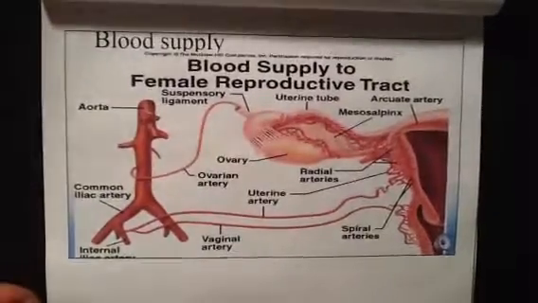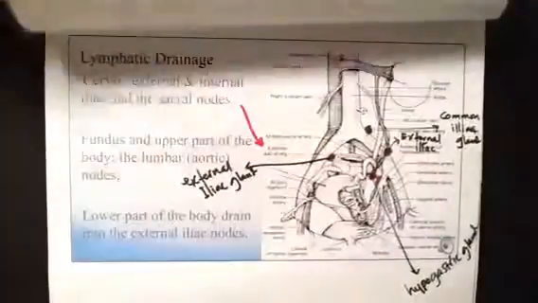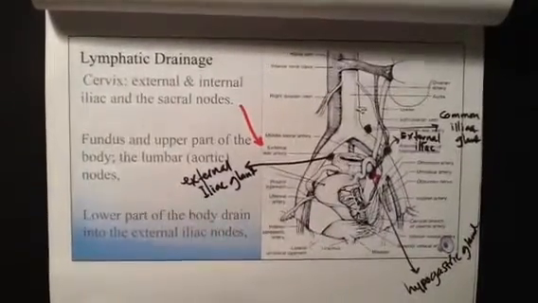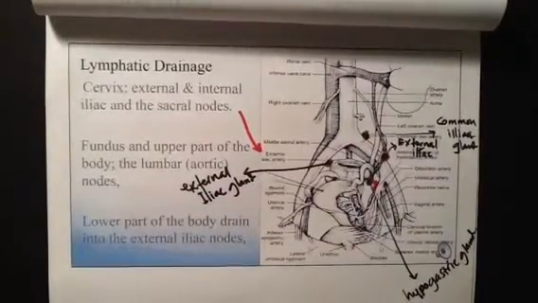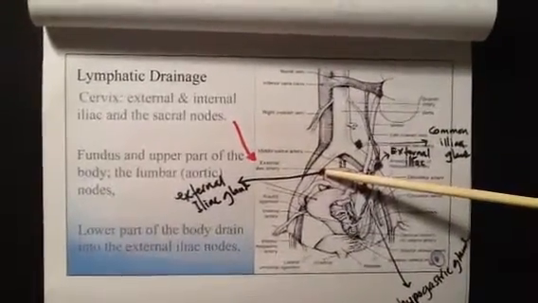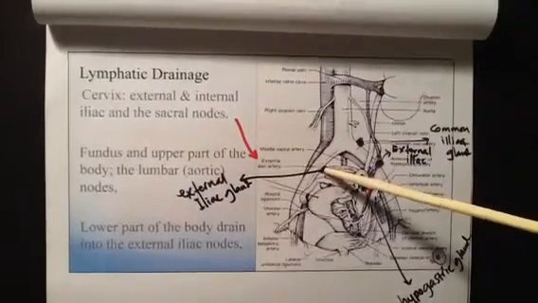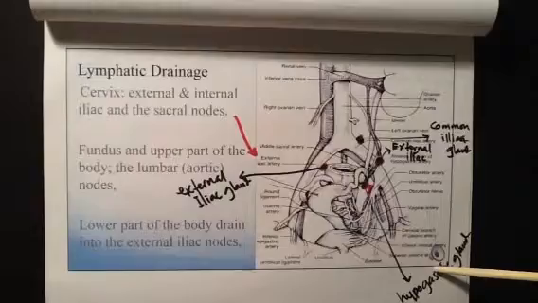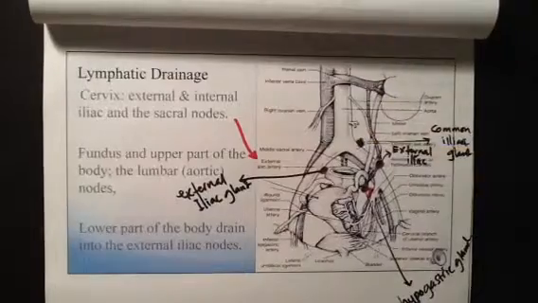Now we come to the lymphatic drainage of the uterus. The lymphatics of the cervix uteri run in 3 directions: transversally to the external iliac gland, posterolaterally to the hypogastric gland, and posteriorly to the common iliac gland.